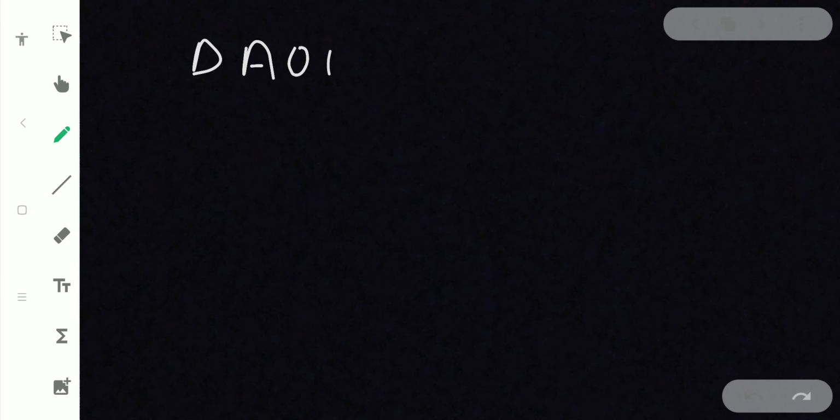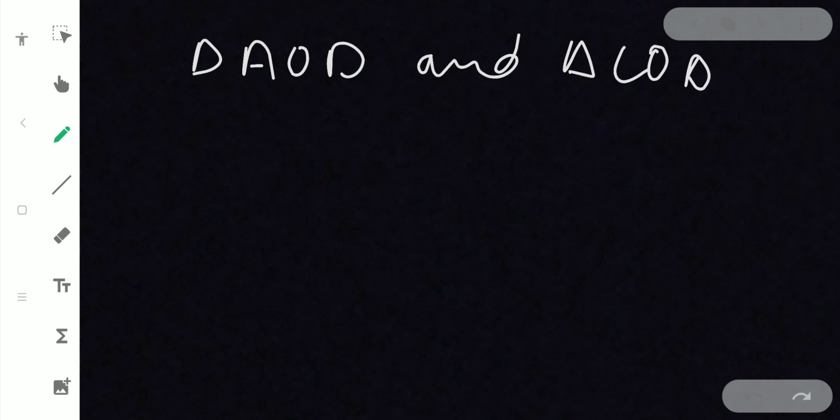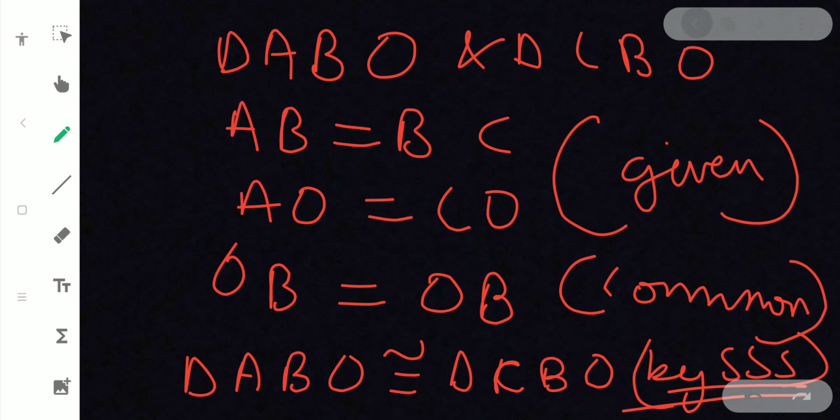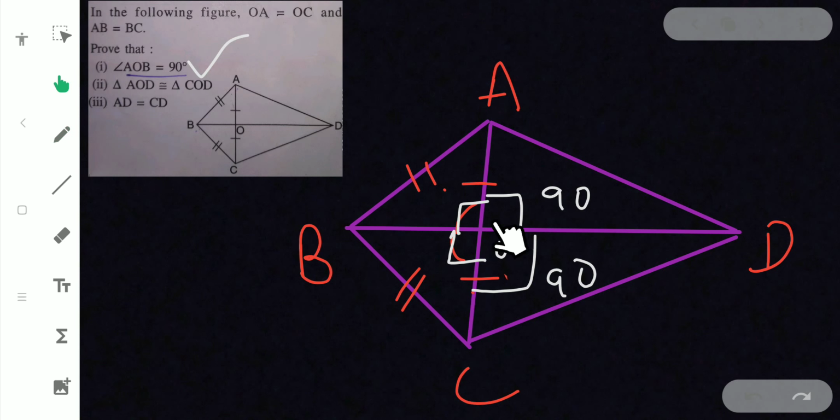Triangle AOD and triangle COD. Now pause the video right over here and think how we are having these two triangles congruent. I hope you have done that. Now I am saying how.